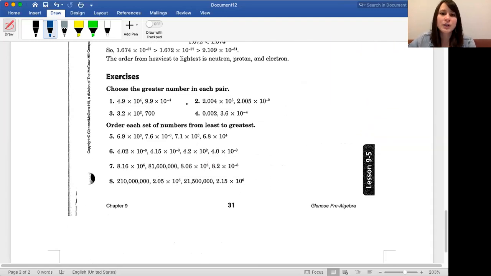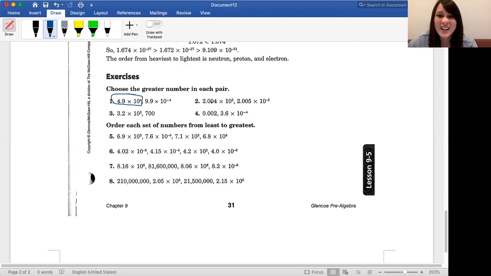So what you're going to do here is basically compare the numbers and then decide which one is greater. And I'm okay if you circle them. So when you look at this, I've got 4.9 times 10 to the 4th power, and then 9.9 times 10 to the negative 4th power. So even though my number here is 9.9, because it's to the negative 4th power, I automatically know the other number is going to be greater. So I'm okay with you just circling what you see is greater.